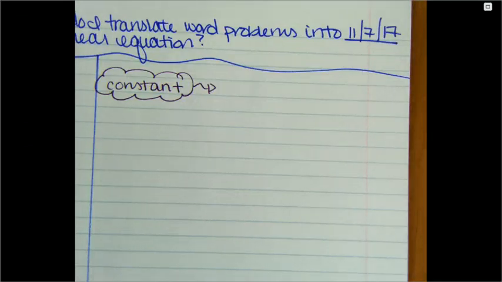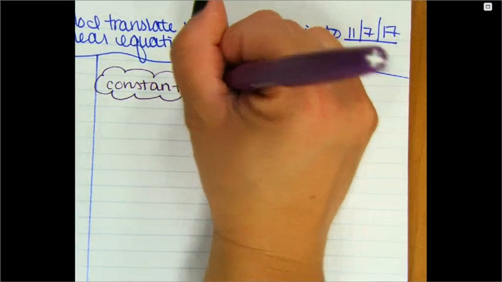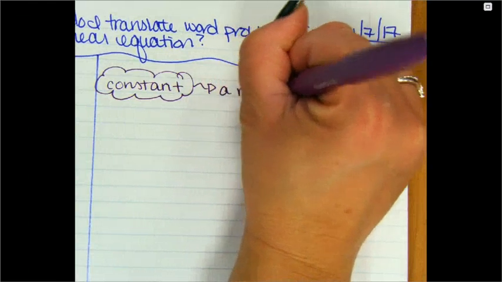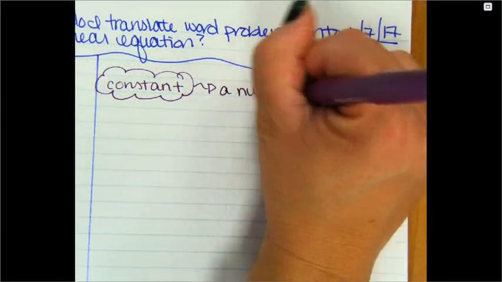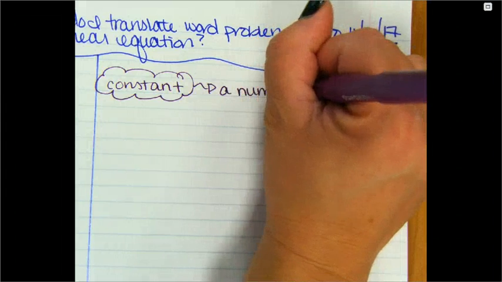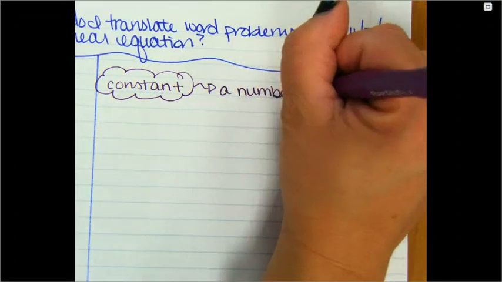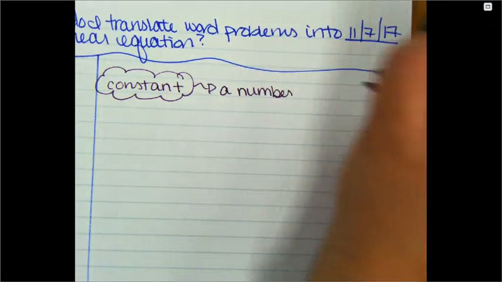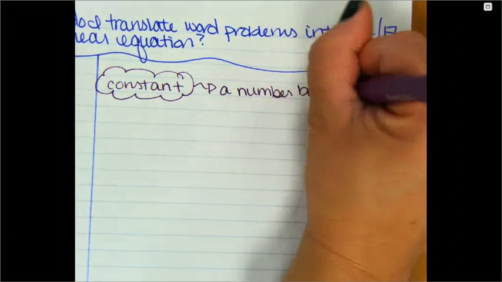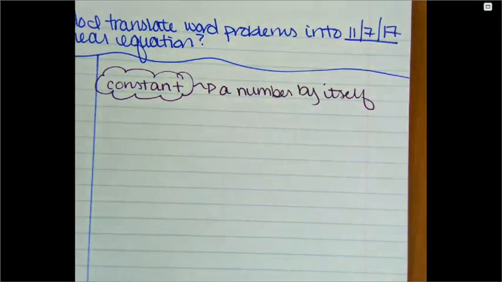Okay. All right, constant is what? A number. It's just a number. It's a number by itself. It's not the one next to the variable. That's a different thing.